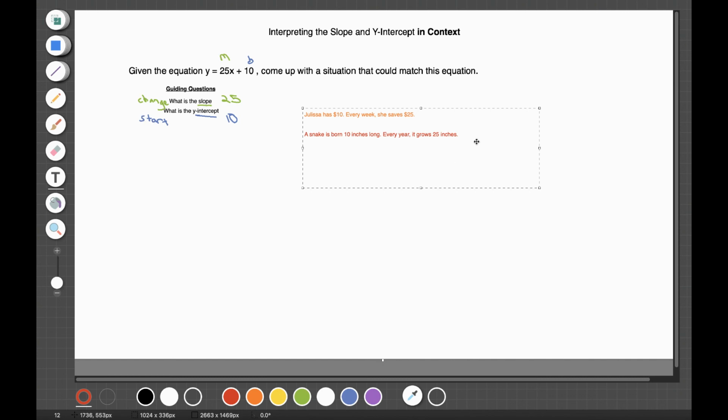Okay, so that's what you should be thinking here. You're going to have an example for this. Go ahead and see if you can come up with one of these for the example problem, and then we'll move on to the next part of this.